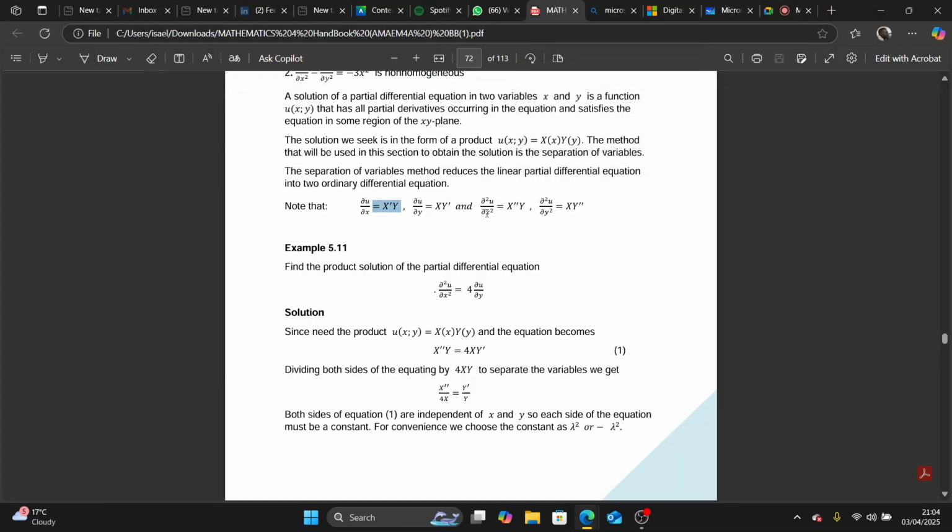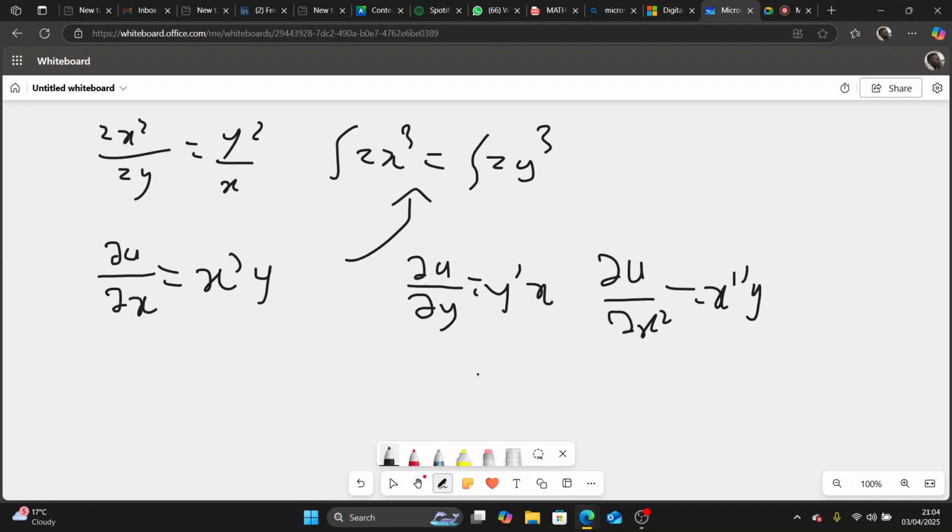Math is easy, manager. It's very easy. The same applies also with this one. If you have partial squared u, partial y squared, you have Y to be the second derivative, X alone. Do you agree with me?